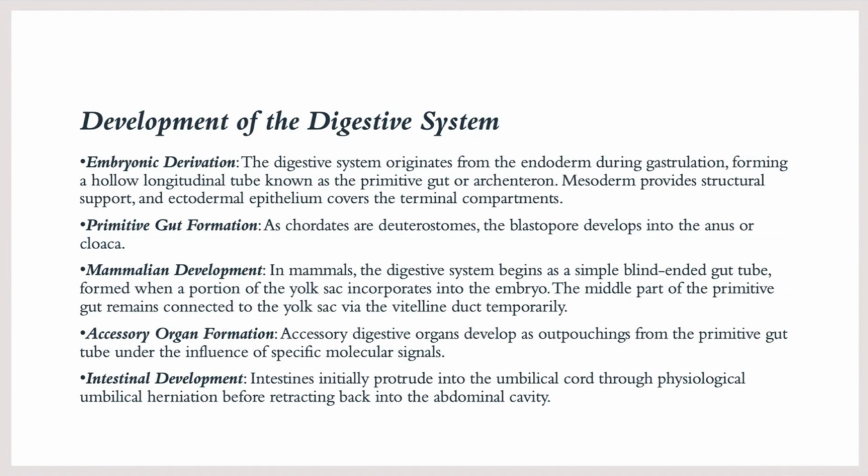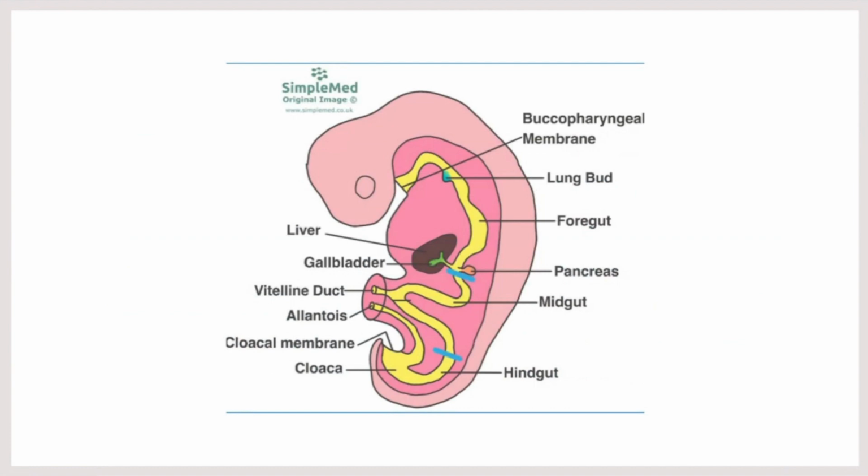The intestines initially go into the umbilical cord first through something called umbilical herniation. This is a normal thing. So they go through the umbilical cord first, and then later on, as they develop more, they go back into the abdominal cavity where they stay.